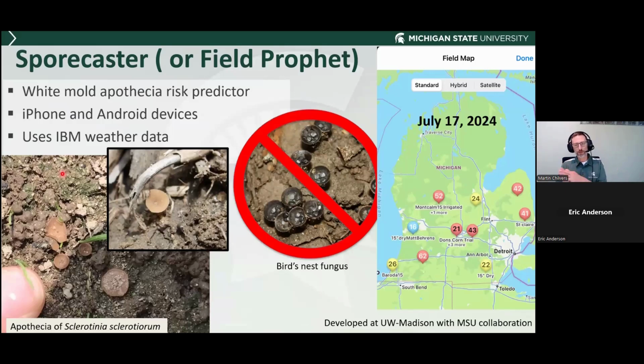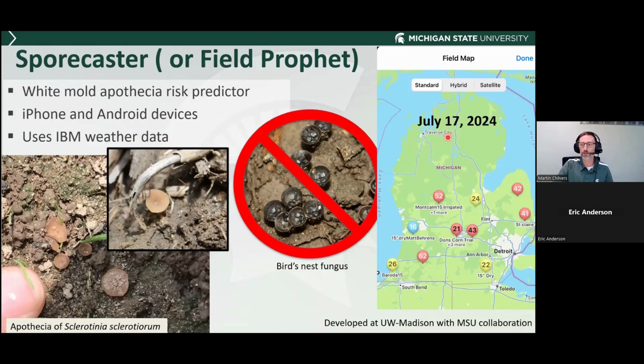So I'm not going to talk about the model behind Sporecaster right now. We can come back to it in a minute. But again, Sporecaster, the model that was developed, uses moving 30-day average temperature and wind speed and other factors to predict the risk of these white mold apothecia. So it uses weather data that's pulled from a whole bunch of different stations and smoothed out and interpolated between weather stations to basically run that algorithm on your phone through the Sporecaster app and give you a sense of risk.